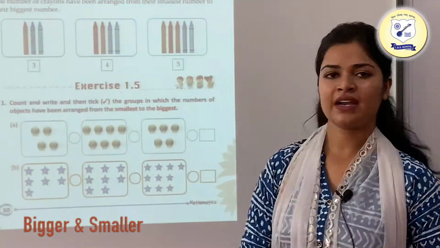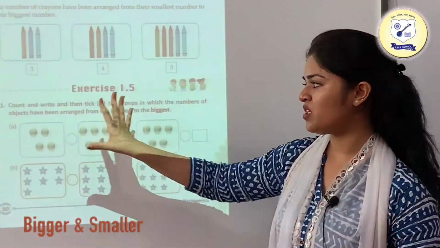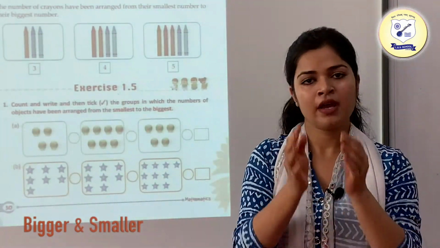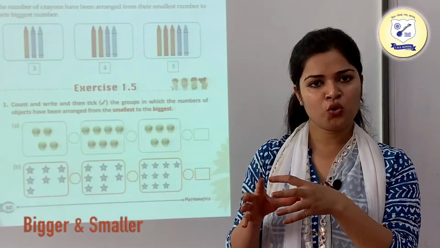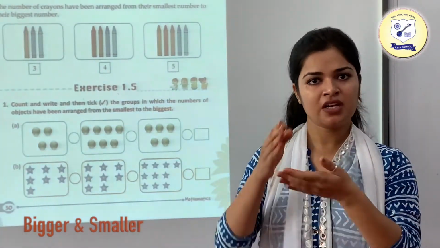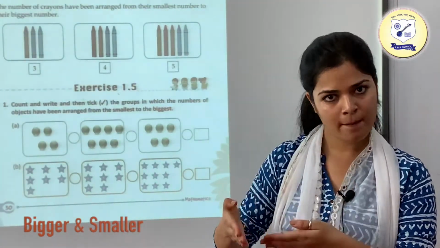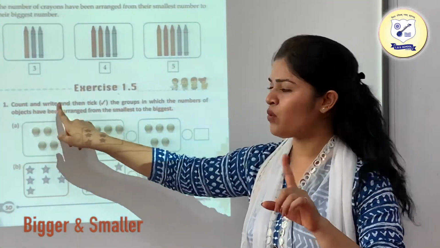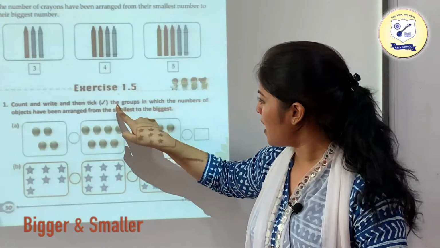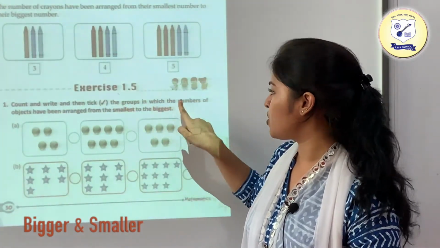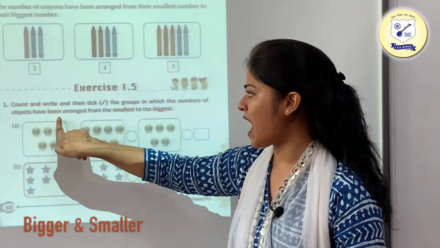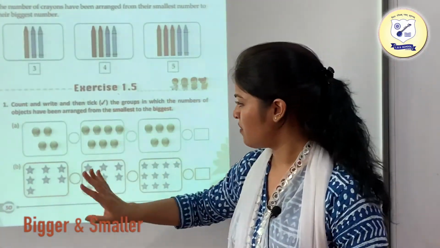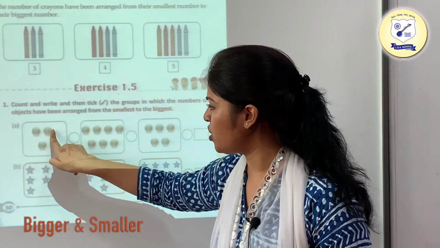So now we are having our next exercise. We just need to do the same thing which we have done in exercise 1.4, but now we just need to arrange the objects in the sequence of smallest to biggest. Count and write and then tick. Count and write, the same thing, and tick the groups in which the numbers of objects have been arranged from smallest to biggest.